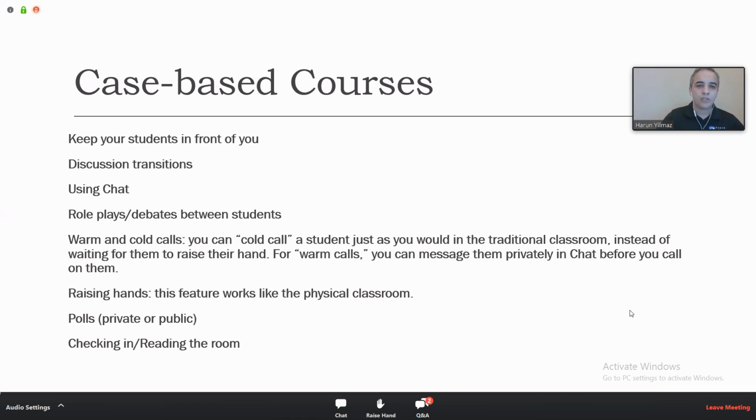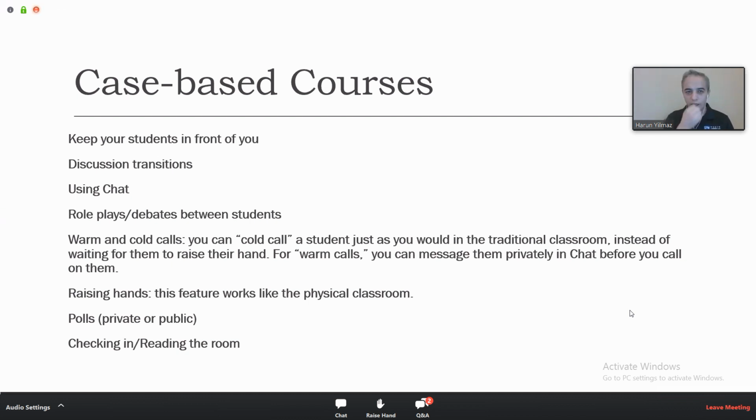Discussion transition using chat or question and answer forum. You may create some kind of activities for your students, for role plays or debates. And also you may use a strategy of warm and cold calls. Okay, you may use specific chat option to warn your students if they behave not appropriately.